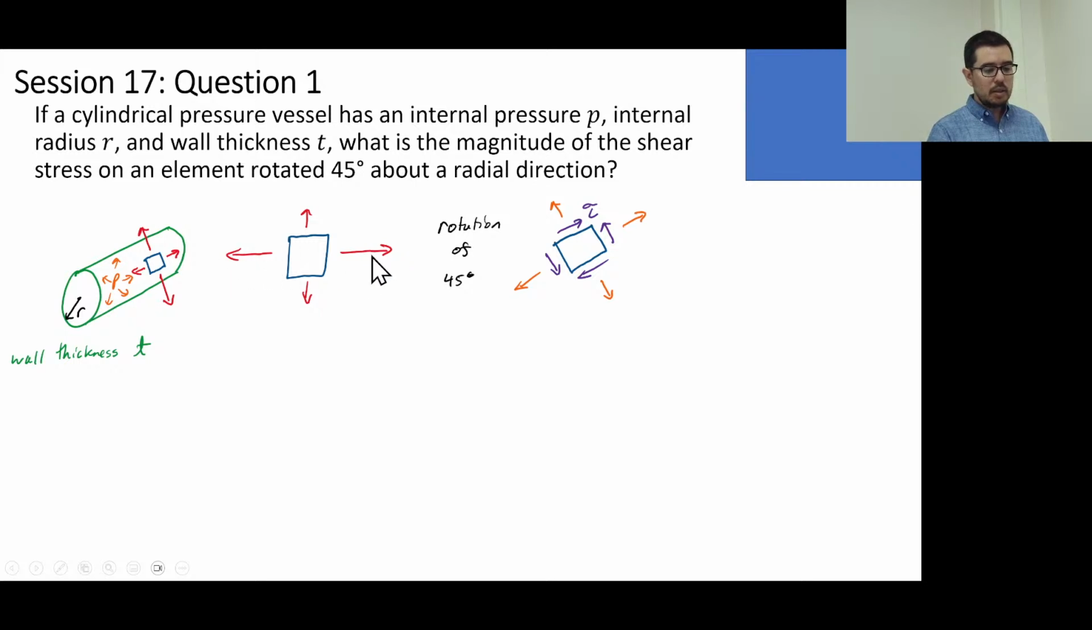This is the hoop direction. Do you see that? Even though it's horizontal, it's not the longitudinal direction because of the way I drew the vectors. The vectors are larger here than they are in this vertical direction. So hoop is around the circumference. Okay. And then rotate 45 degrees, and let's see what you get for the shear stress.